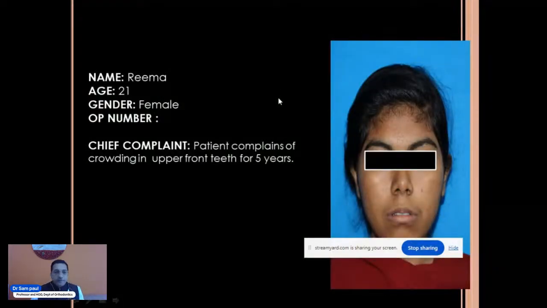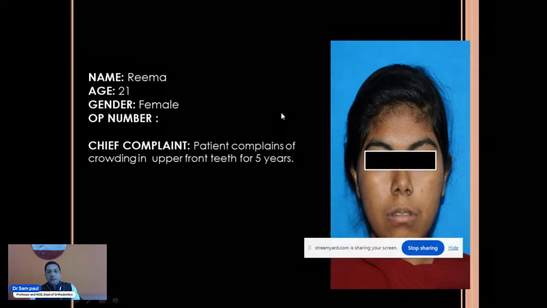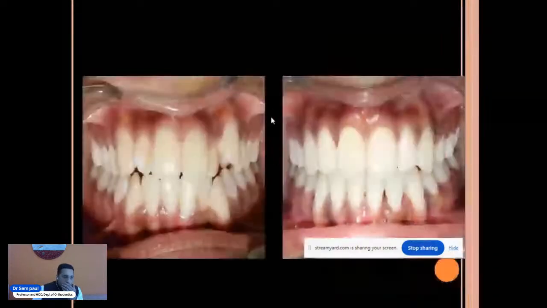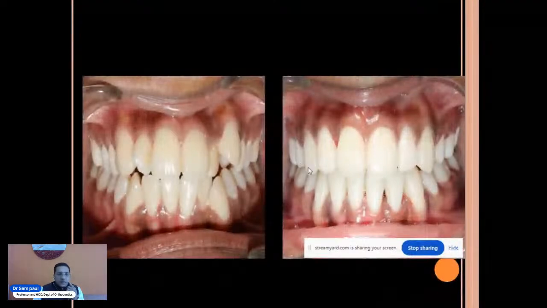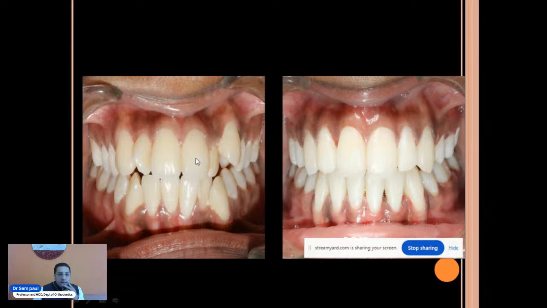This patient named Rima had a main complaint about crowding in the upper front teeth since the last 5 years. And you can appreciate what changes have happened here. This is the pre and the post. She had severe crowding in the anterior section, buccally placed canines, and you can see the post-treatment result here.